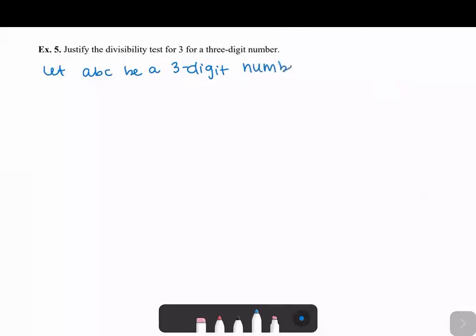So again, we're just using a 3-digit number for ease, but you can do this for a number of any length. So we're going to let ABC be a 3-digit number. Again, we're going to write it in expanded form. So this is 3 different values in the hundreds place, the tens place, and the ones place. So this is 100A plus 10B plus C.